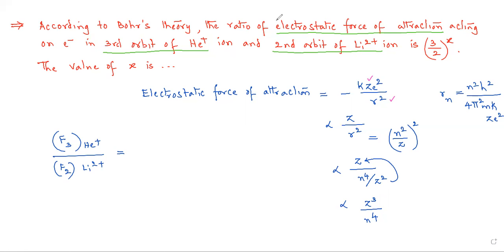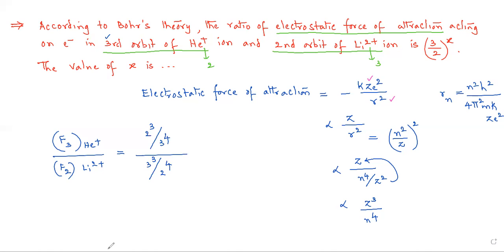In the first case, it is clear that Z is 2, right? So this can be written as 2 cube by, what is the n here? 3 to the power 4, right? By, in the second case, what is the Z? 3. So this can be written as 3 cube by 2 power 4. Z cube by n power 4 in both the cases.